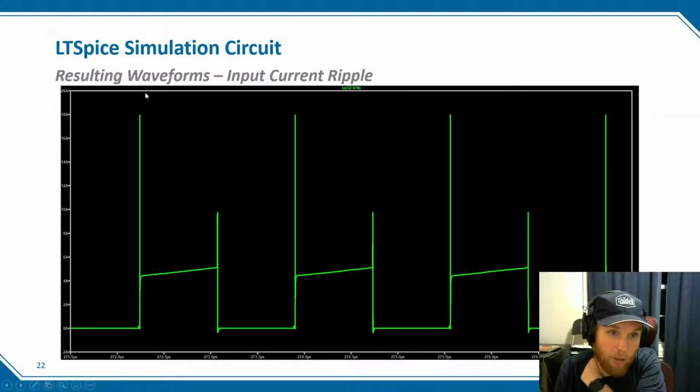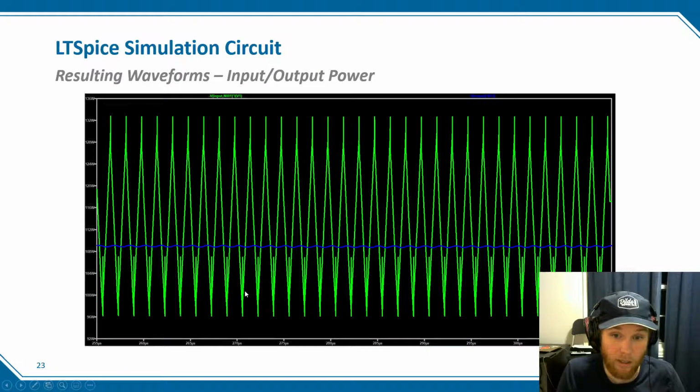Here's the input current ripple. You can see the switching shoot through here on the FET. Can't be avoided, but you can see that the average is around 4.8 amps, which is a little higher than I expected. And here's just a really interesting one. So this is looking at the input power versus the output power. So the green there is the DC source, and the blue is the simulated battery. And so essentially that was used to get end-to-end efficiency.